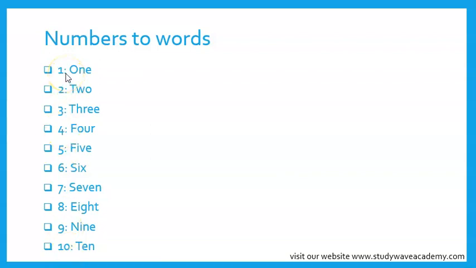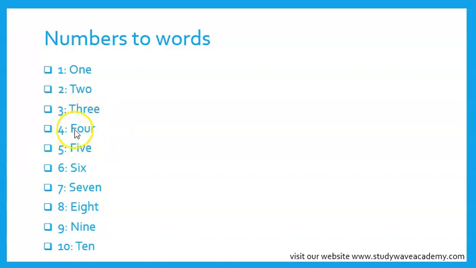Number 1 is spelled in words O-N-E, okay? O-N-E, 1. And 2 is spelled T-W-O, 2, okay? And 3 is spelled T-H-R-E-E, 3.